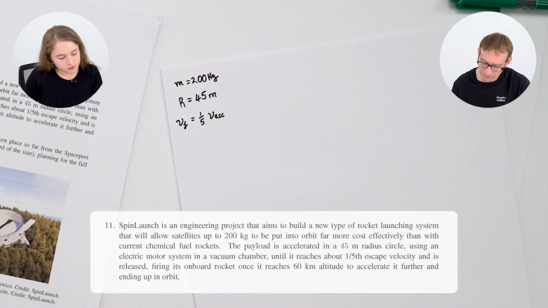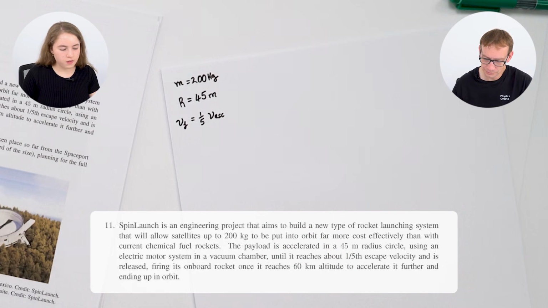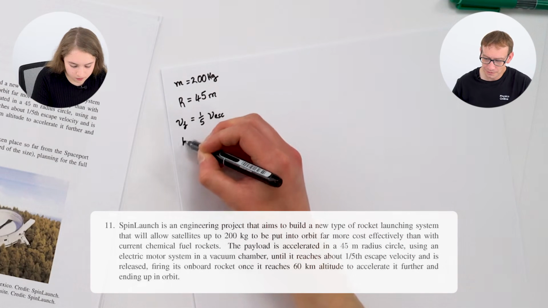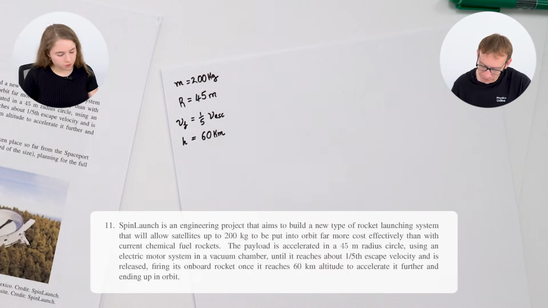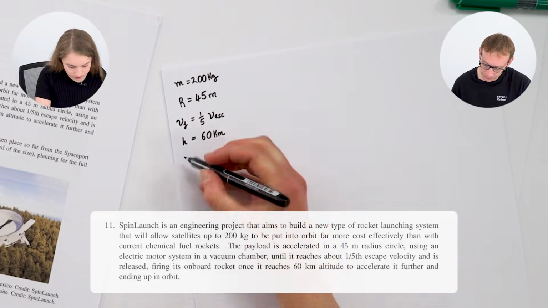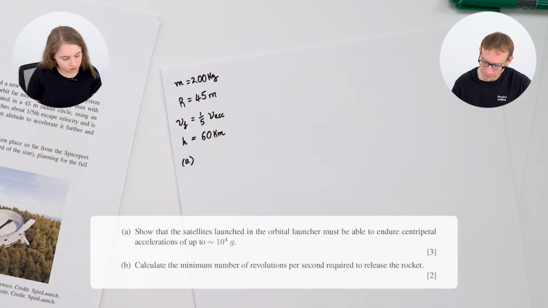At 60 kilometers altitude, it's going to be accelerated further and end up in orbit. That could be relevant. So let's denote that H and write that down. So now let's move on to what we're actually being asked here. Part A. Show that the satellites launched in the orbital launcher must be able to endure centripetal accelerations of up to 10 to the 4 g.